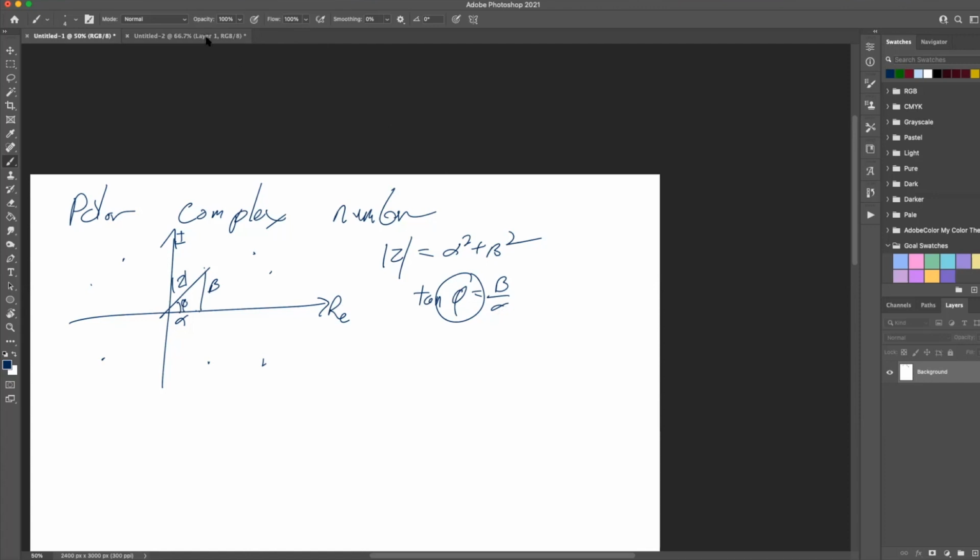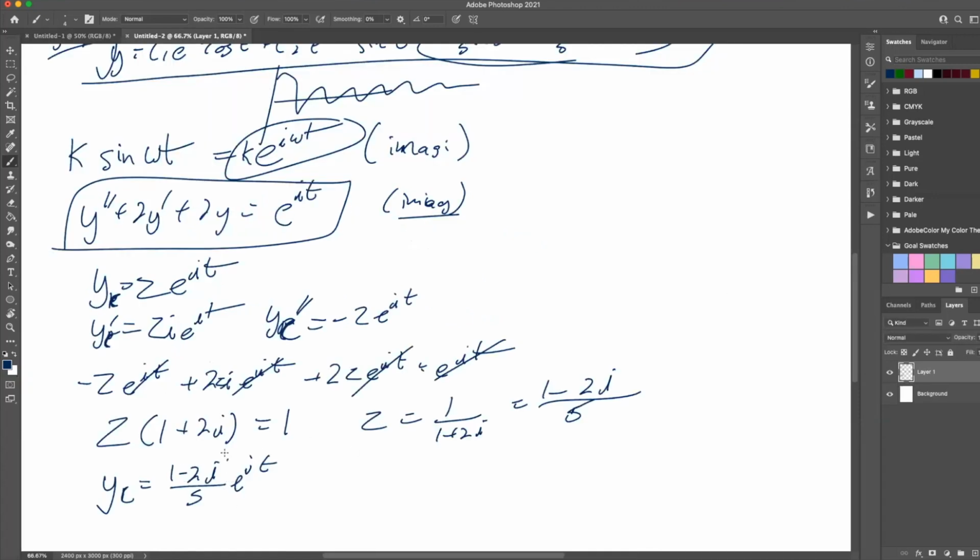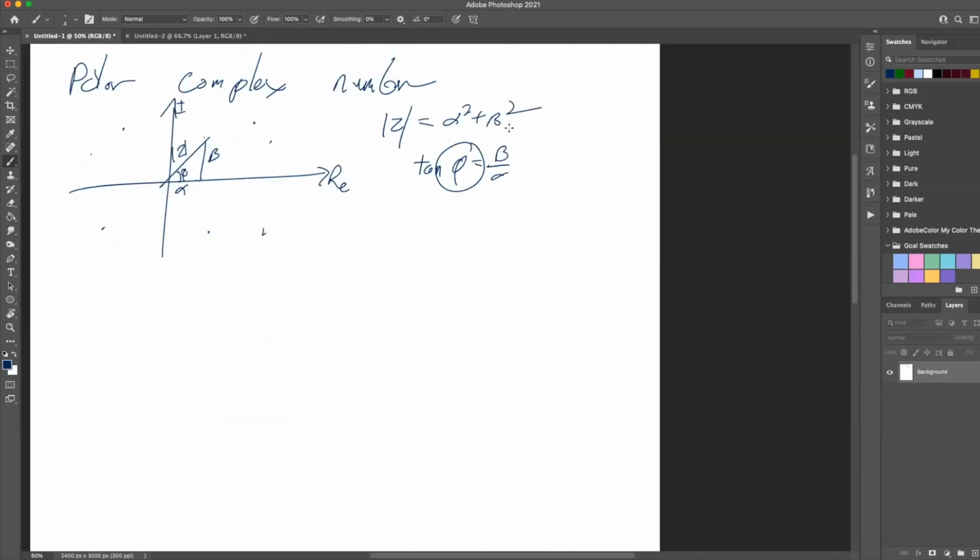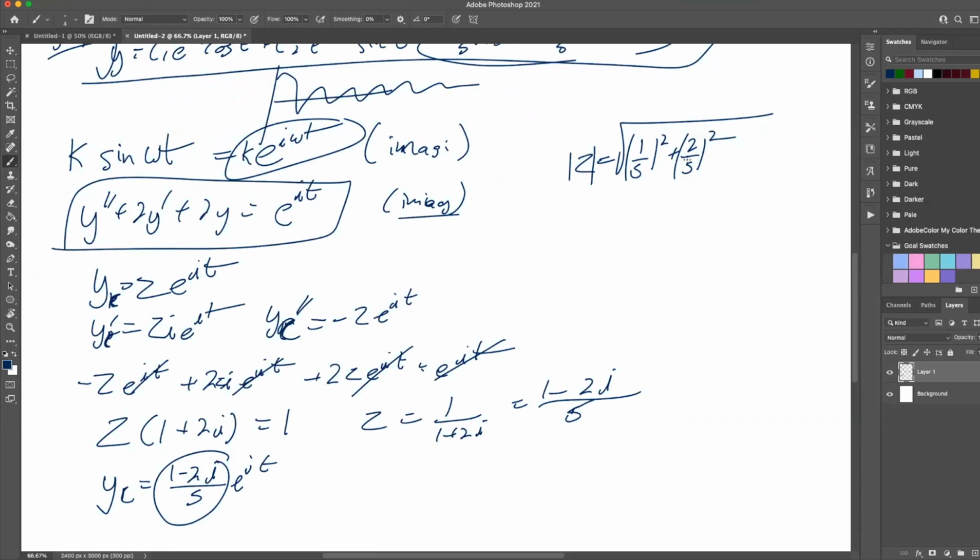So I'm going to go back to the one we were working on. I now have this. I'm going to rewrite this in polar form. And it seems like a lot of work, and it is. I'm not going to lie to you. But if we rewrite this in polar form, the magnitude of z would be the square root of (1/5) squared plus (2/5) squared, because it's the square root of alpha squared plus beta squared. This ends up being 5 over 25 or 1/5, so this equals 1 over the square root of 5.